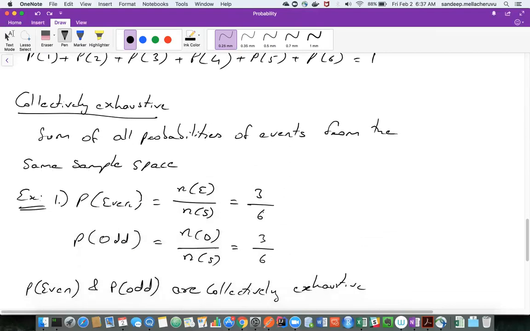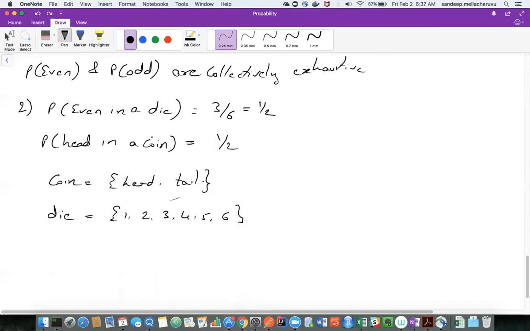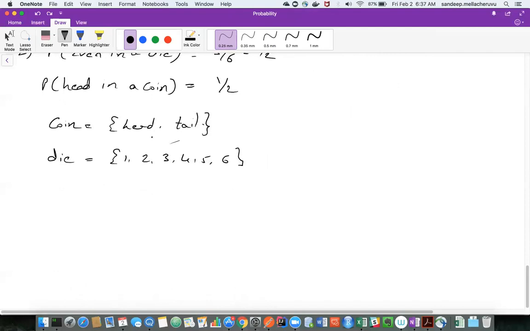Then there is something called collectively exhaustive. This collectively exhaustive is something like, if you have two different events from the same sample space and the probabilities add up to 1, then it is called collectively exhaustive. So that's what we talked about yesterday.